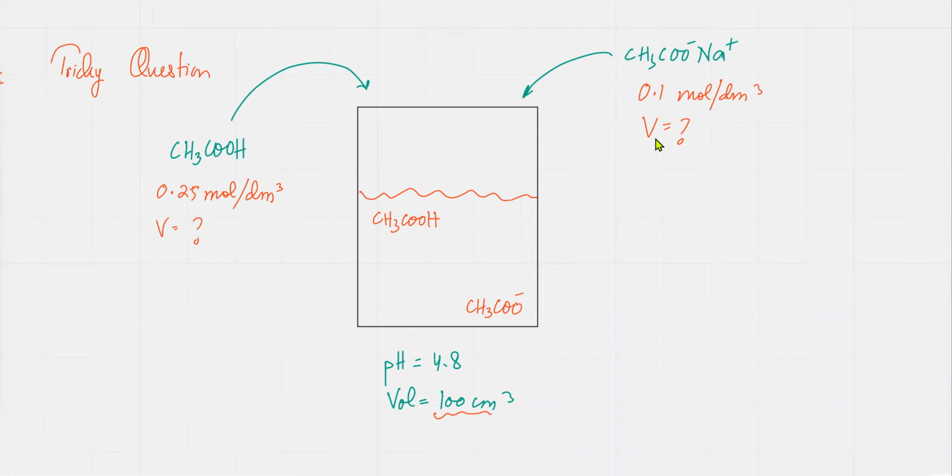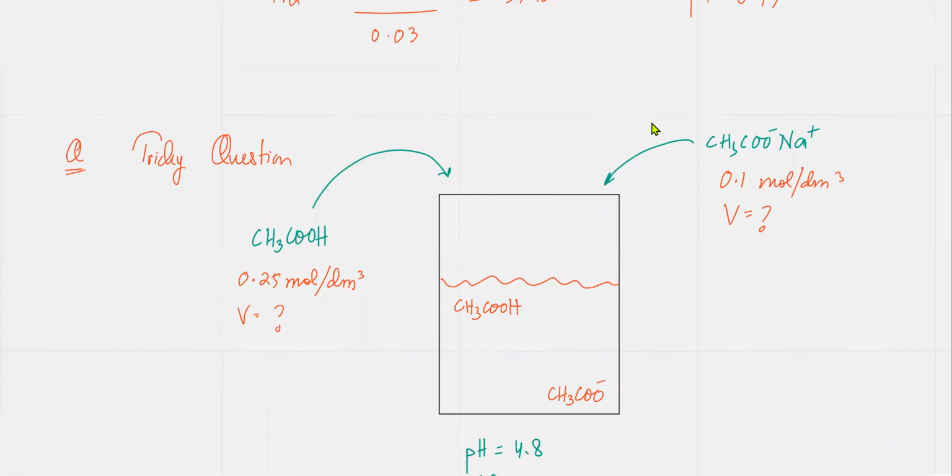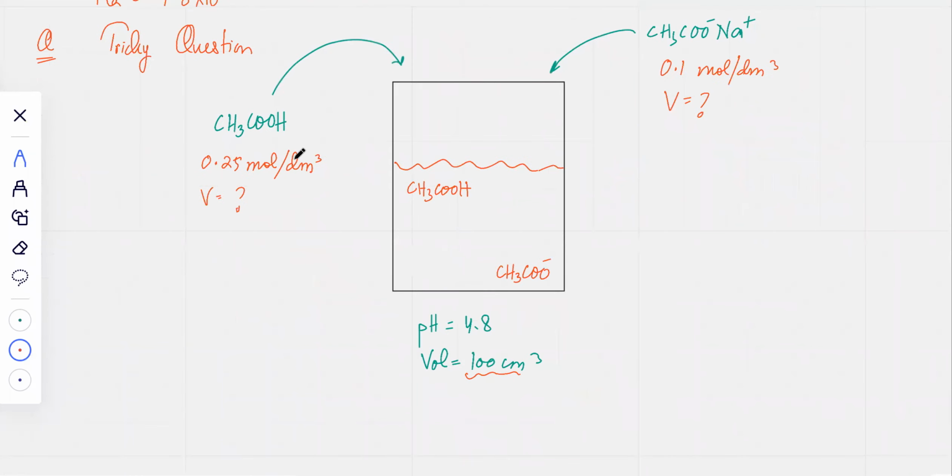Because they're asking for the volume. How much volume of this would be added? And they've given us the Ka value of ethanoic acid. The Ka value is given as 1.8 times 10 to the power minus 5. That's already provided. So they've given the K value, and you just have to find the volume of each thing.